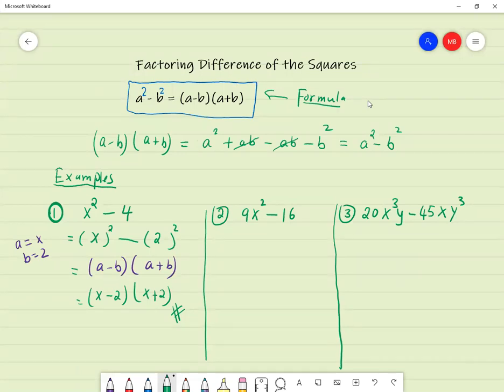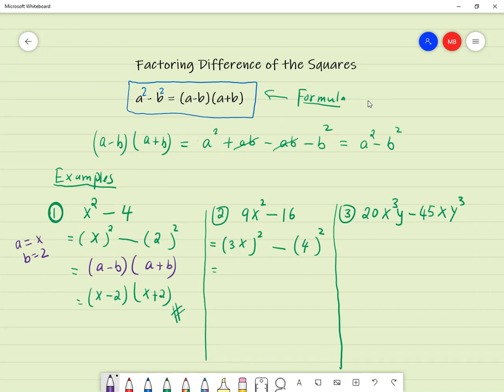The second example is 9x squared minus 16. We need to put it as a difference of squares. So 9 means 3 squared. X squared means x squared. So 9x squared is actually 3x squared, minus 16, which is 4 squared. So now this is exactly in a squared minus b squared format, so we can use the formula a minus b times a plus b.